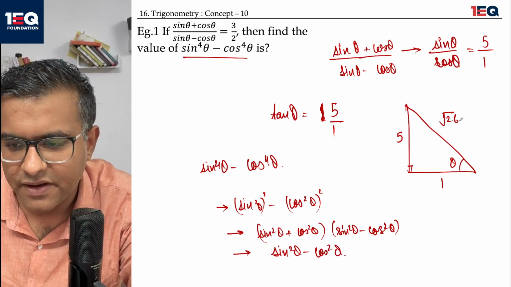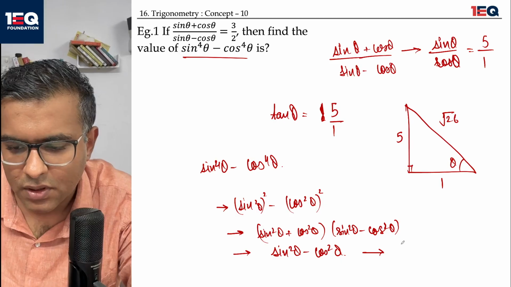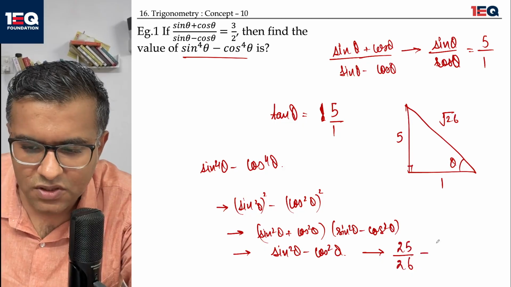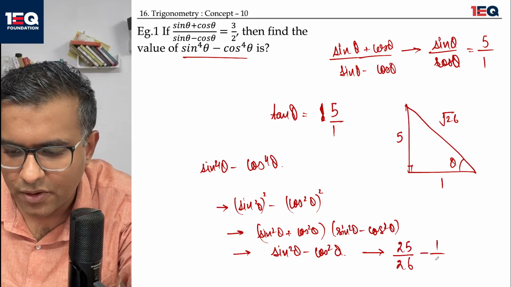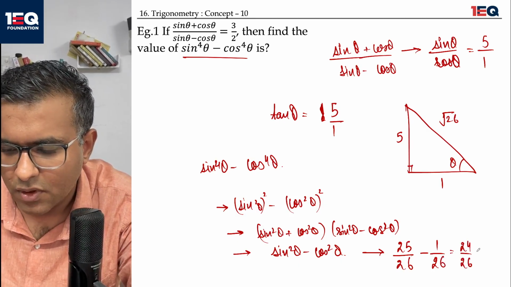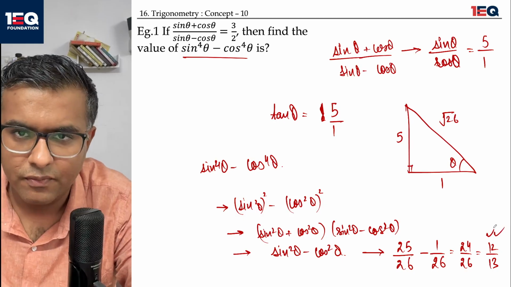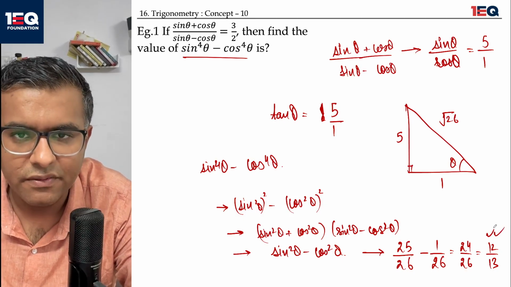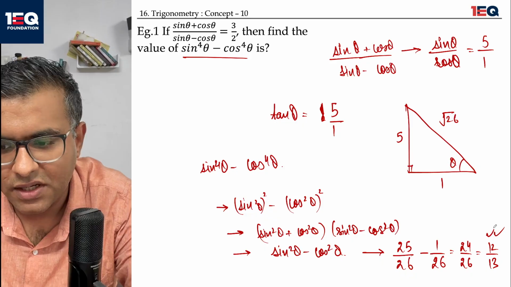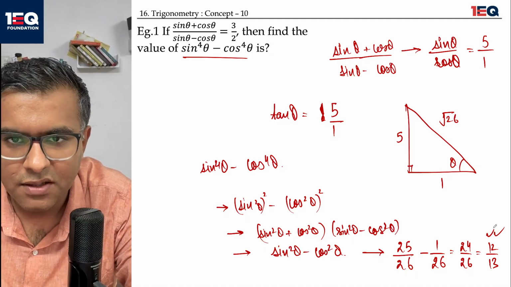Sine square theta is 5 square upon 26. 5 square is 25. This becomes 25 over 26, minus cos square theta, which is adjacent upon hypotenuse, 1 upon 26. So 24 over 26, which is also equal to 12 over 13, right? So I hope it is very much understandable and comfortable to you, right? Let's move ahead.